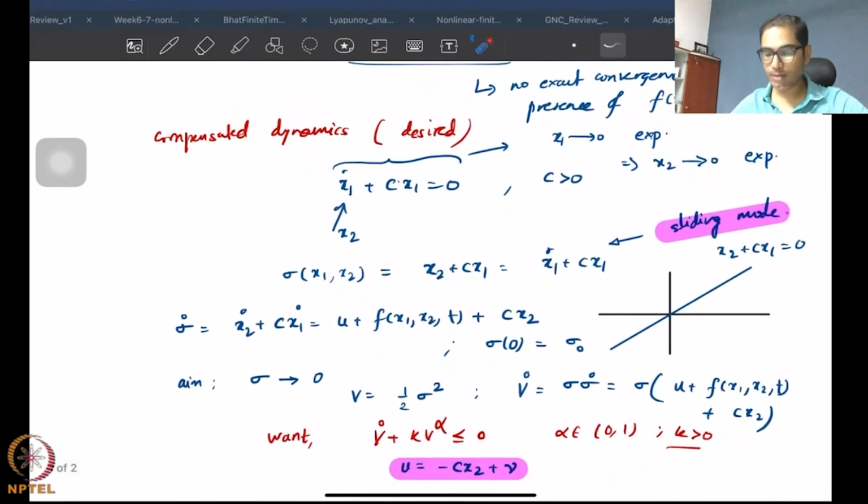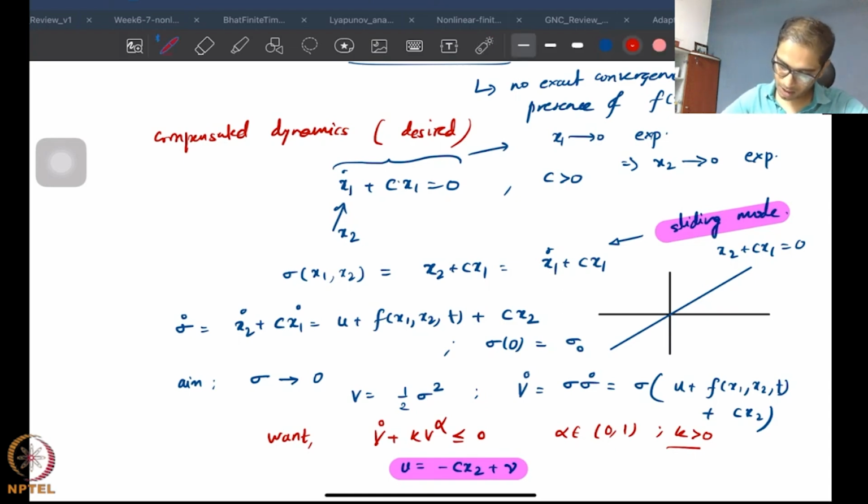What we do to begin with is to construct what is called a sliding surface, right? For this two-dimensional system, it's a one-dimensional sliding surface, and you can see it looks something like a straight line. So essentially what we want to do is send sigma, the sliding variable, to 0 in the presence of disturbance, right?